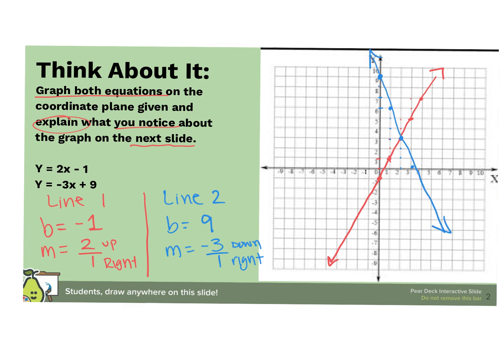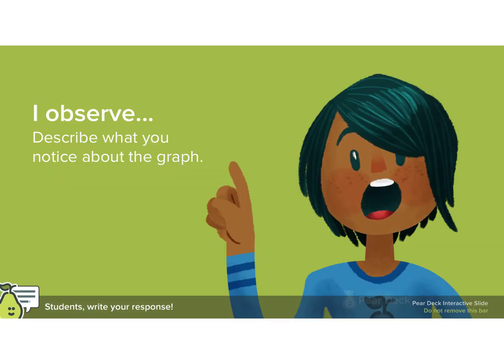So here I have both of these lines graphed. And what do I notice? Well, the thing that stands out to me is that these lines intersect right here at the point (2, 3).